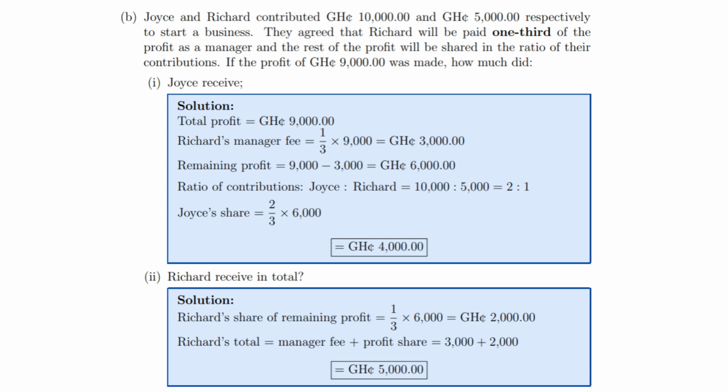So let's look at the Joyce and Richard problem. That's B. The total profit at the end was 9,000.